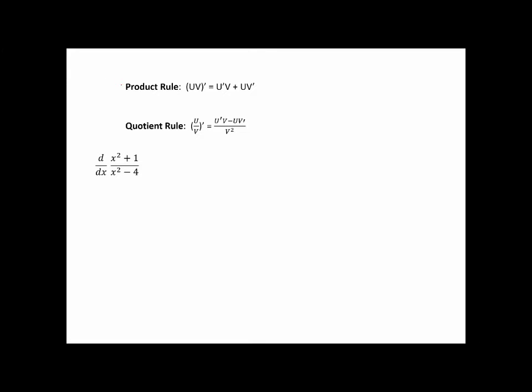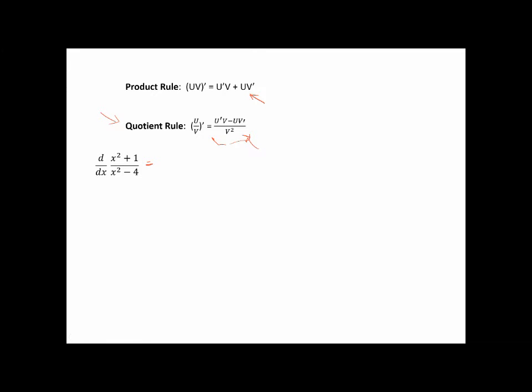We also want to remember the product rule and the quotient rule. The product rule is (uv)' equals u'v plus uv', which is simple. The quotient rule is when u divides v, the whole thing's derivative equals this side. We will see an example to show how to apply the quotient rule. Here it is.